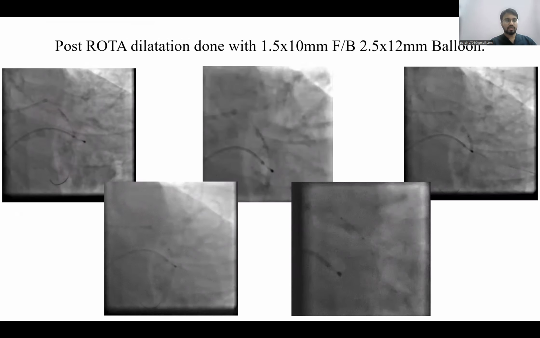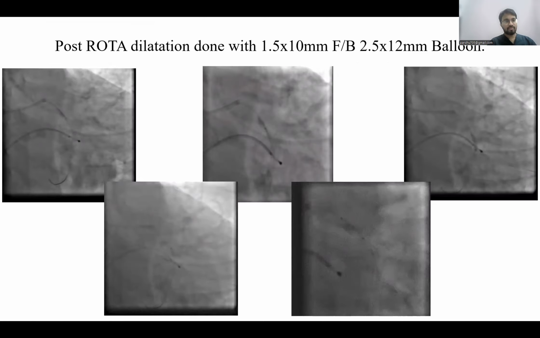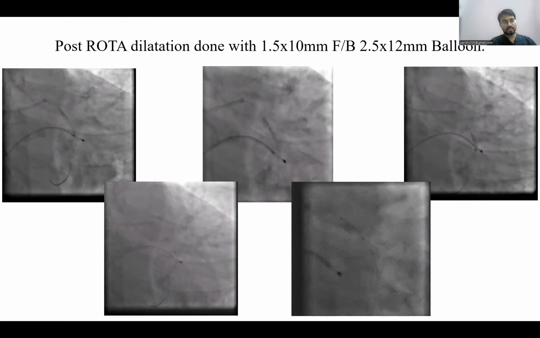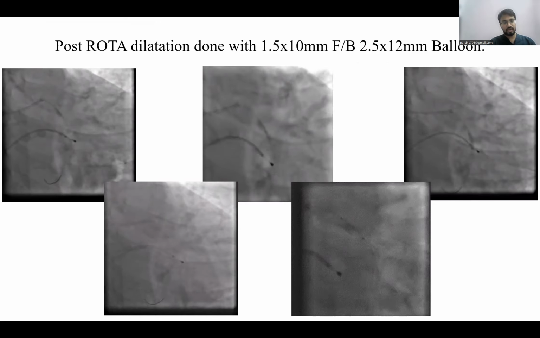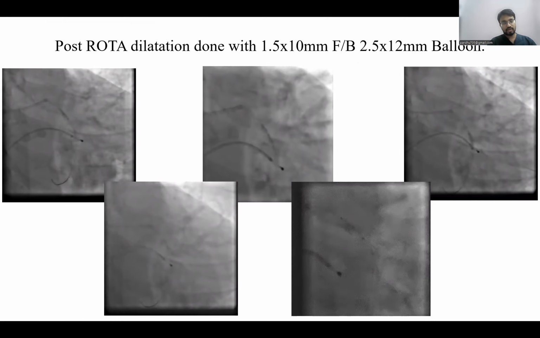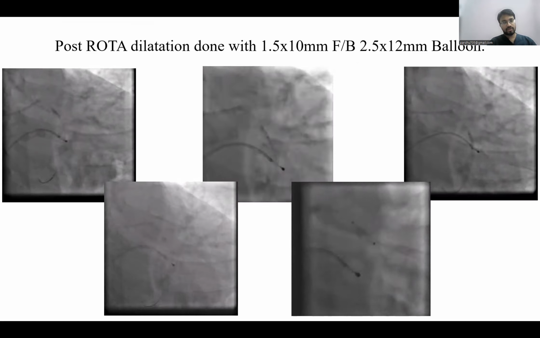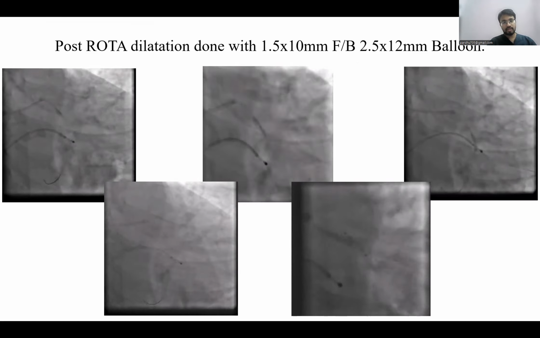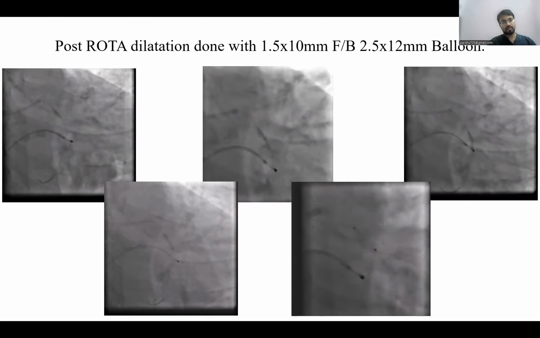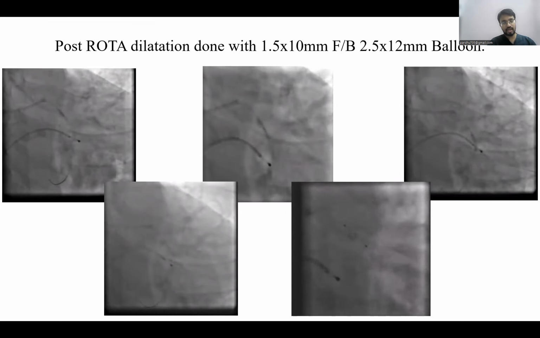So post rota, we are able to pass a 1.5 balloon and we went ahead with high pressures at 18-20 atmospheres, to create some space so that we can pass the next balloons. And after that, we have taken a 2.5 into 12 mm NC and dilated the proximal part of the stent and mid part of the stent at high pressures.